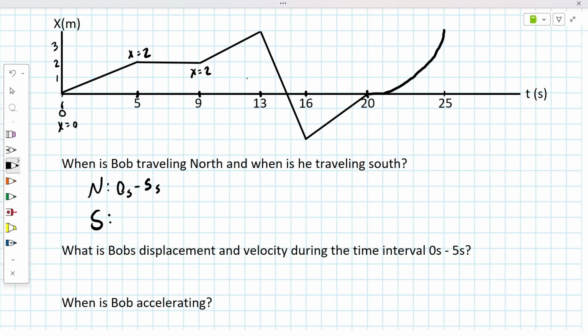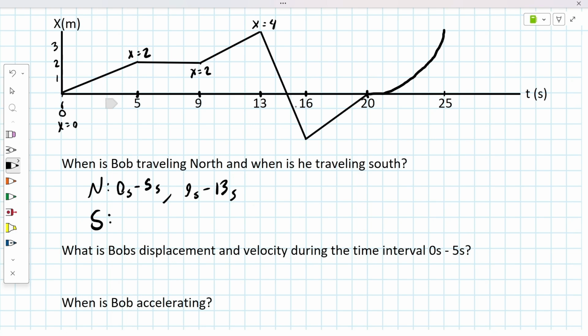Alright, so let's take our next one here. We have from 9 to 13. At 13, he's now at x position equals 4. So he's going from 2 to 4. The position goes from 2 to 4, which is getting more positive, which means he will also be traveling north from time equals 9 seconds to 13 seconds.